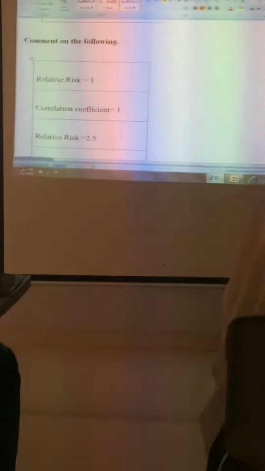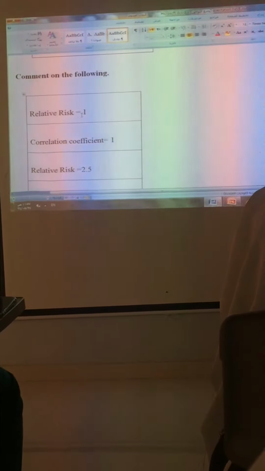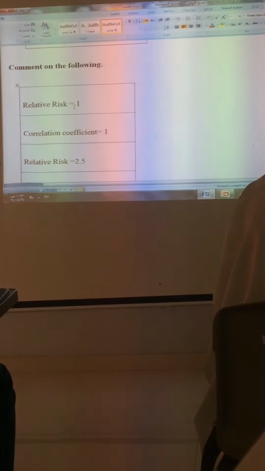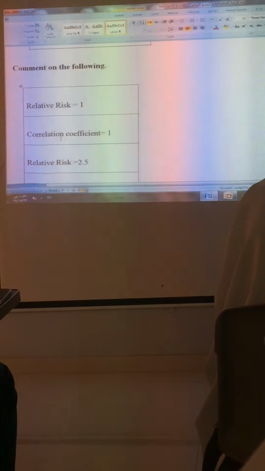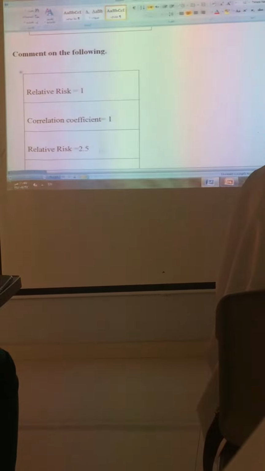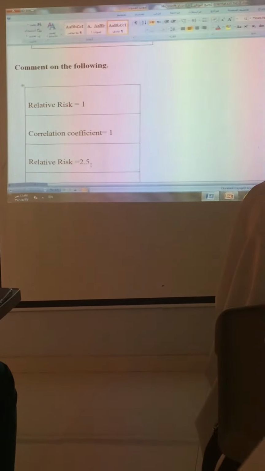So relative risk is from a cohort study. If it is 1, it means that exposure does not increase the risk. If relative risk is 2.5, it is high risk, so the exposure increases risk.